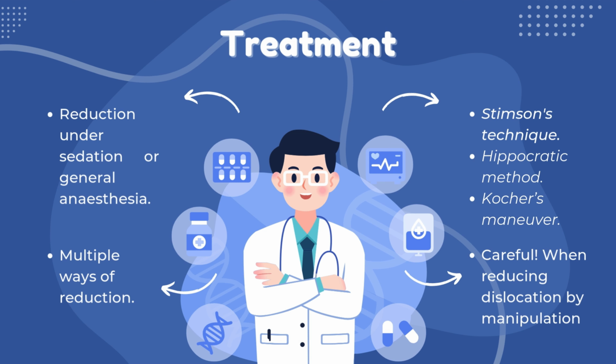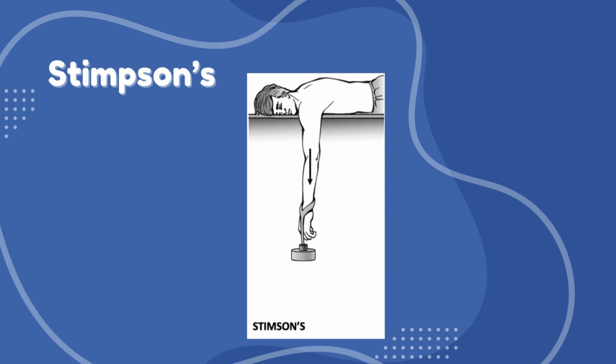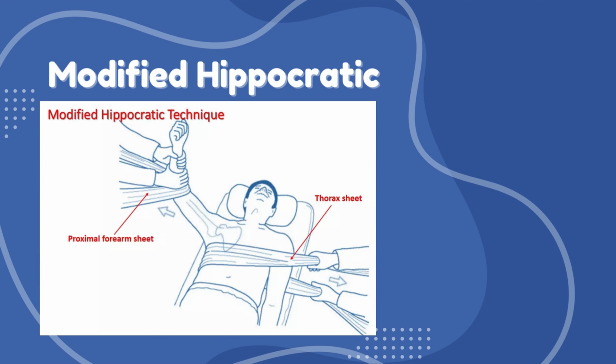Usually reduction is done under sedation or general anesthesia. There are three main types of maneuvers which can be used to reduce the shoulder dislocation. Stimson's technique, which is a simple technique: the patient is lying prone and there is some weight attached to his arm, and the dislocation reduces gradually. The other method is the Hippocratic or modified Hippocratic method, where the surgeon applies traction and an assistant applies counter traction, and the surgeon pushes the head of the humerus in place. This is a safe method.